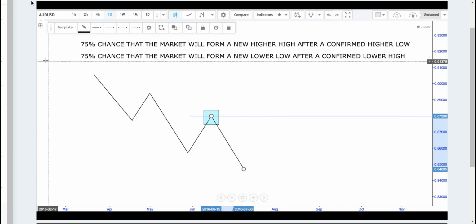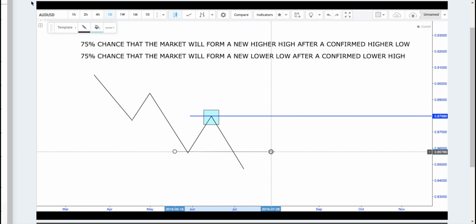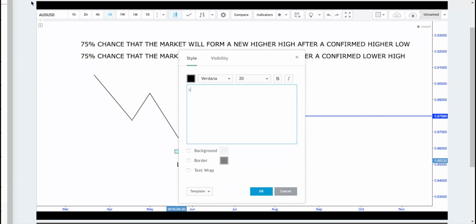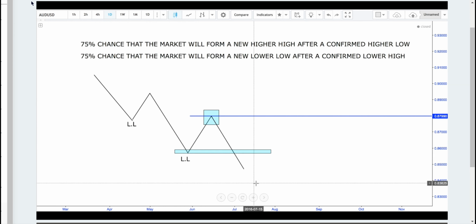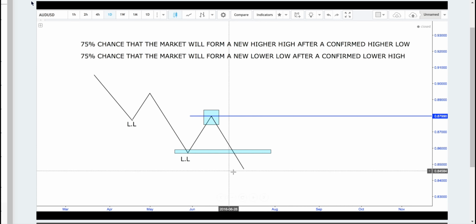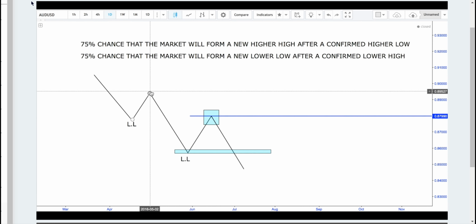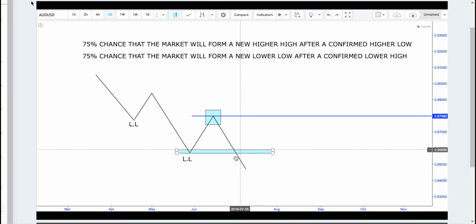We're looking at this level across here, because remember, this is why it's handy to mark on our last lower highs and lower lows. There's a 75% chance the market will form a new lower low after a confirmed lower high. So more or less, you're looking at this as target confluence, and this is vice versa for the top one. So lower low, lower high, lower low, lower high, lower low. Spotting these early and spotting price action indications, we can see potential for a new lower low.